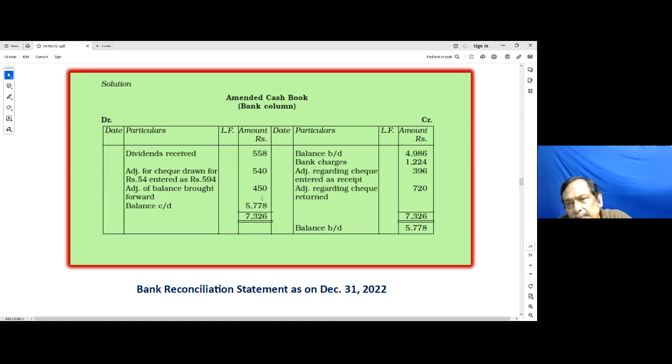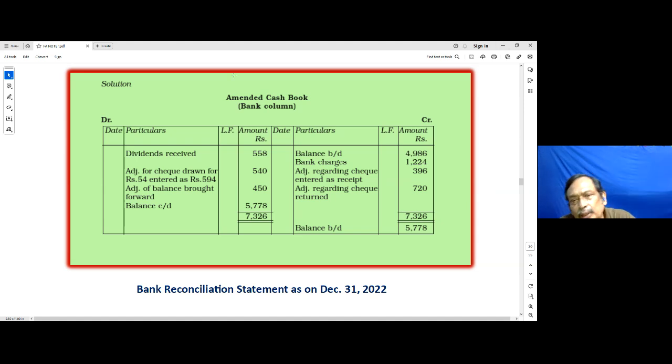So we have to take the opening balance, then bank charges not recorded, we record it. Then adjustment regarding check entered as received, that is 396. Adjustment regarding check returned, 720. Then on the debit side, dividend received, and adjustment for check drawn for rupees 54 entered as rupees 594, that is 540 is to be added. Adjustment of balance brought forward, and then we get the balance C/D 5778, and that balance is brought forward.